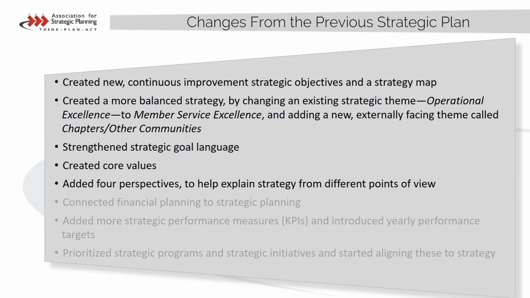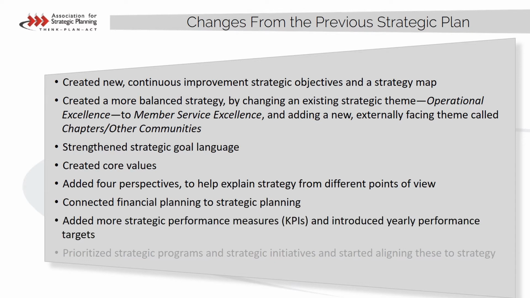We added strategy perspectives and created a strategy map to show how the association creates value for its members. We connected financial planning directly to strategic planning. We added strategic performance measures, or KPIs, and yearly targets. And we prioritized strategic initiatives and developed a framework for alignment.